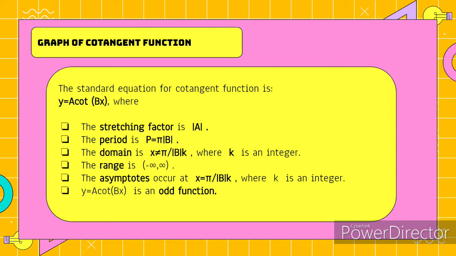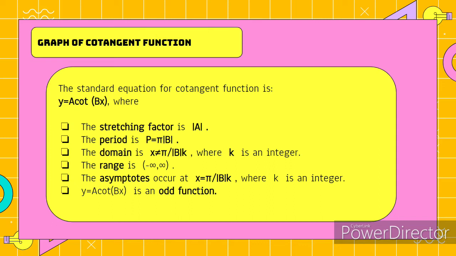Graph of cotangent functions. The standard equation for cotangent functions is y = a cot(bx), where the stretching factor is |a|. The period is P = π/|b|. The domain is x ≠ πk/|b|, where k is an integer.